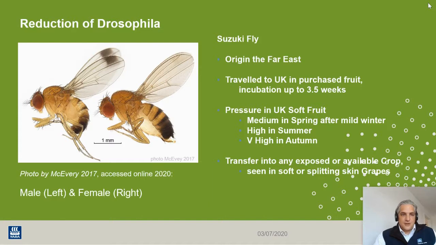Now, Drosophila is attracted to fruit which is entering maturity. So ordinarily in grapes, this is not an issue, but if you have varieties which have a weaker skin or are prone to splitting, then Drosophila is a very opportunistic pest and will be attracted to those grapes in particular.